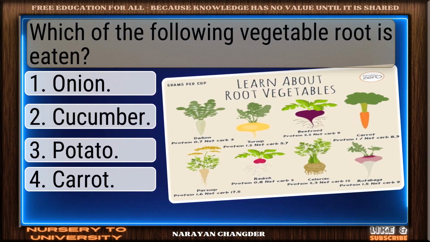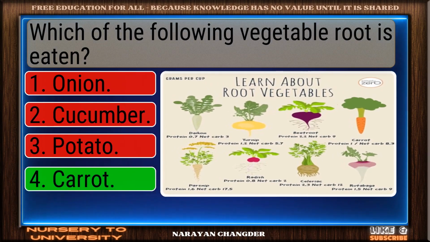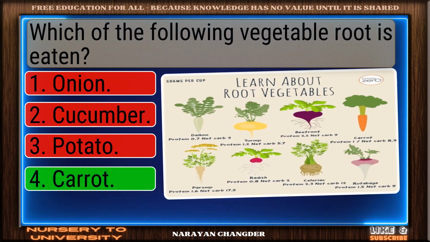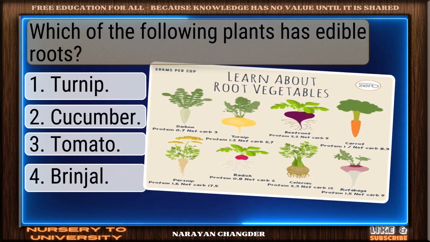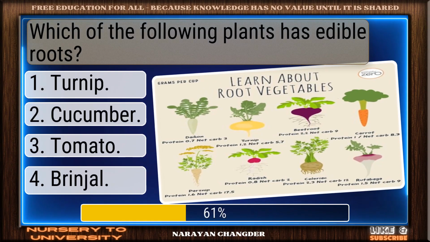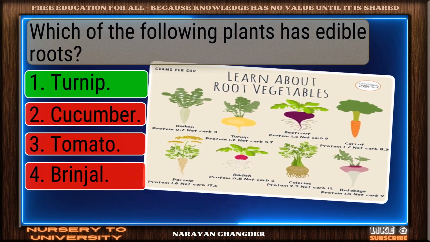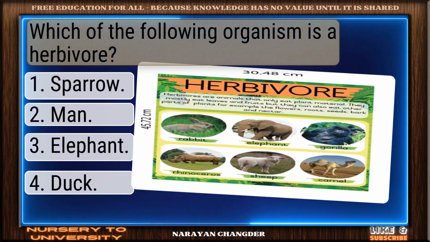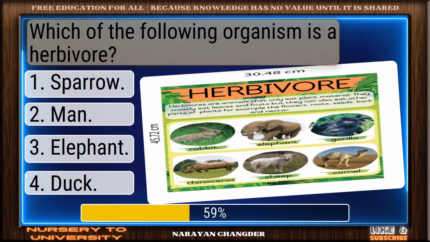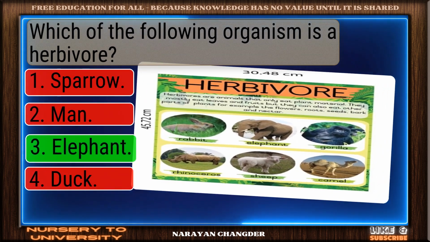Which of the following vegetable roots is eaten? Great job. Carrot is the accurate answer. Which of the following plants has edible roots? Right again. Turnip is a valid answer. Which of the following organisms is a herbivore? Smart pick. Elephant is the correct choice.